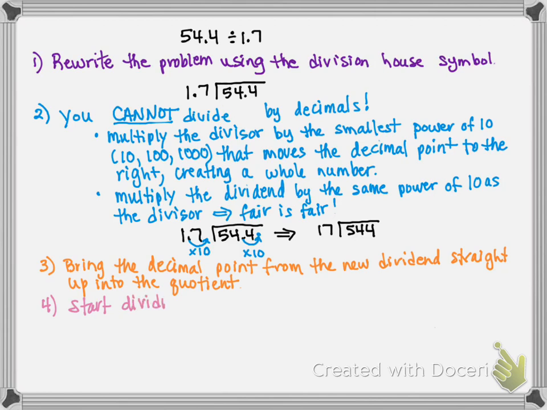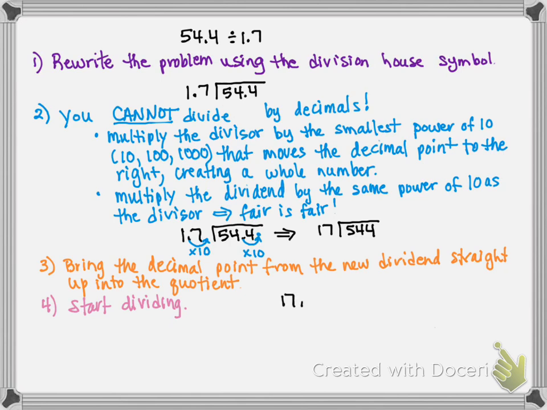And same rules that we came up with before apply. If I have a remainder and I've run out of digits, I can annex. So we'll see that in a couple of the examples, okay? Now, let's go back to our original problem and let's finish him out.